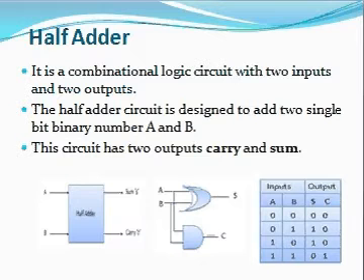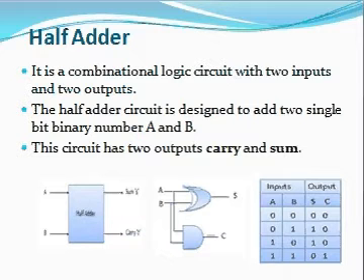Half adder is a combinational logic circuit with two inputs and two outputs. It is also known as an arithmetic circuit because it is used to perform arithmetic operations using binary bits. Half adder is used to add two binary numbers or two binary variables A and B. It has two outputs, carry and sum.